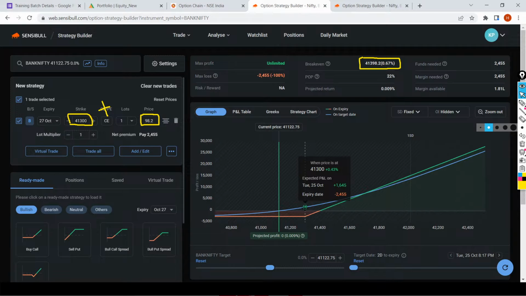Initially, what did I say? The buyer's profit will only start once the break even is reached. But if you look at this, let's say tomorrow the market makes a move of 0.5%, to 41,300. Check the black box. The profit shows 1,645 on Tuesday the 25th.